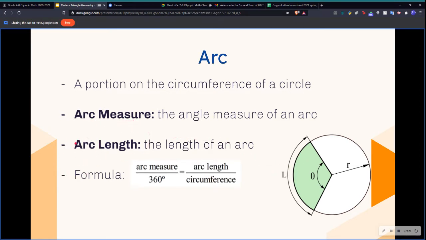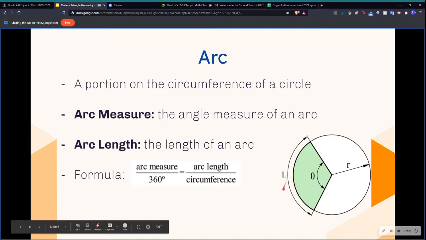And then the next term we have is the arc length. This one's pretty straightforward. It's basically the length of an arc. So over here, it would just be L. L is just the length of the arc.